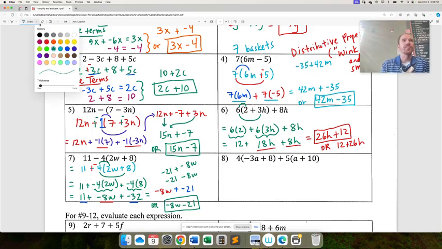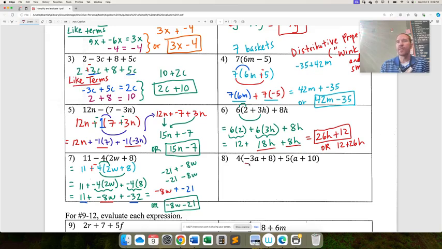Number 8. If we follow order of operations, I should start inside parentheses, either do -3A plus 8 first, or A plus 10 first, work inside the parentheses, but I can't do anything with -3A plus 8. I can't do anything with A plus 10. So since I have the multiplication by the parentheses, I can distribute. I can do 4 times the -3A. There's no chop slash to do here, by the way. There's no subtraction. Plus 4 times 8.